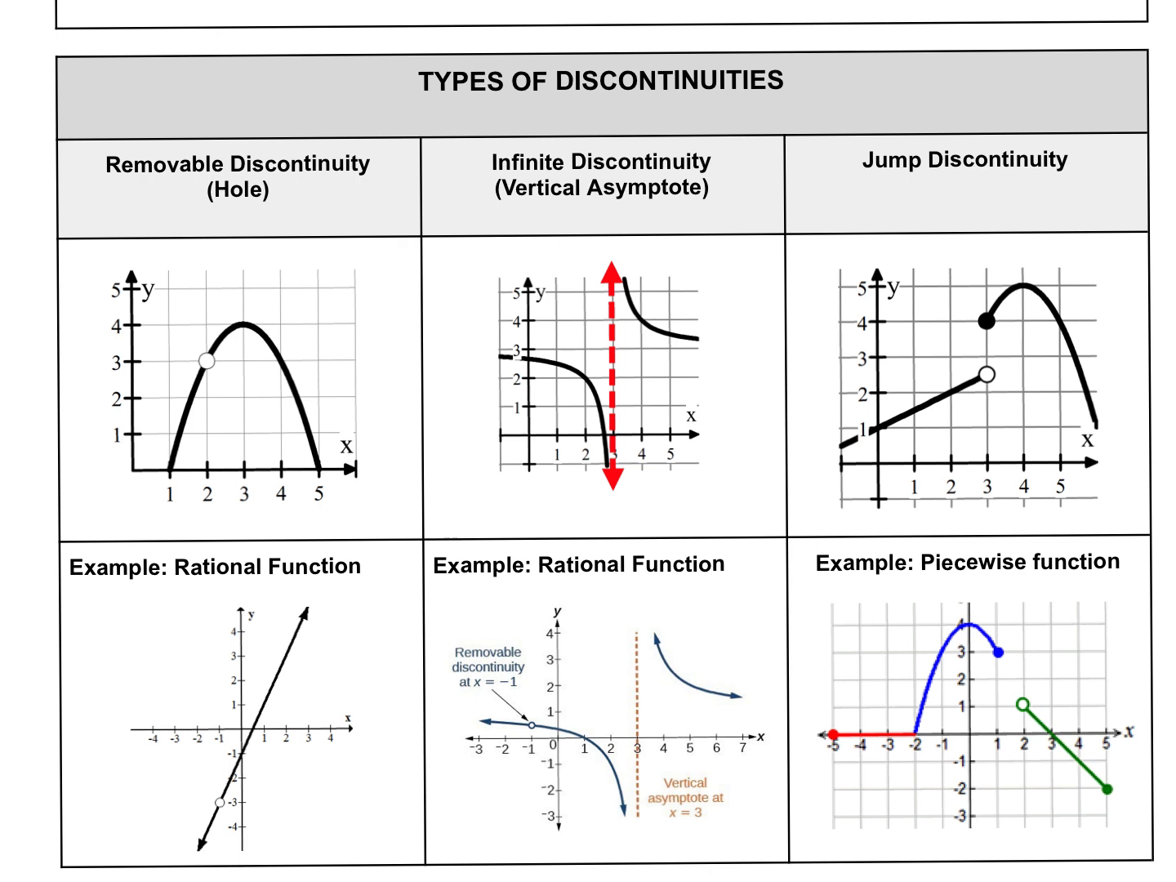So whenever you have a hole, it's called a removable discontinuity. So here's an example of a rational function that has a hole. So again, you trace, you pick up, and you go back down.